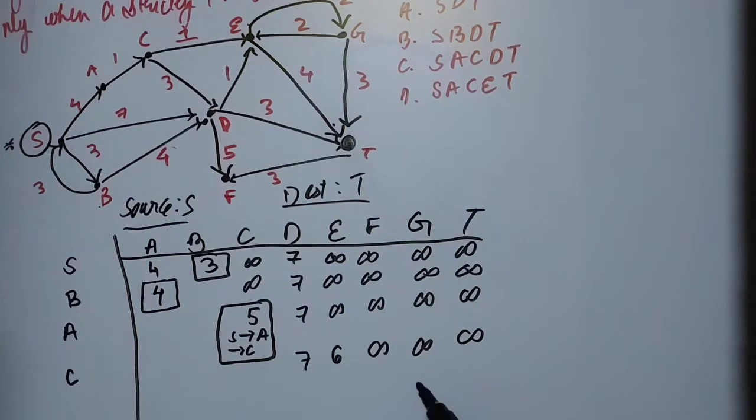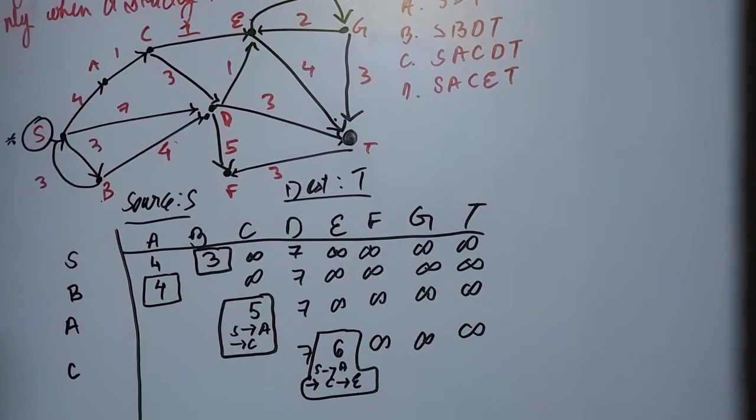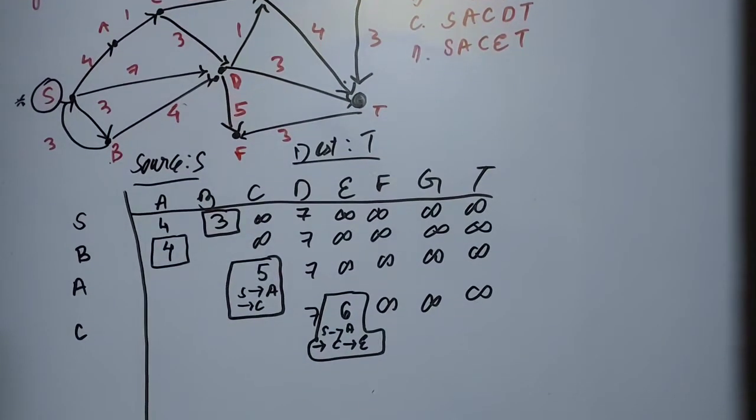And we will find the minimum path is 6. So it's going via S to A to C to E. I'm writing this path because it helps in computing what path we have chosen during our iterations. So now we have chosen the vertex E.